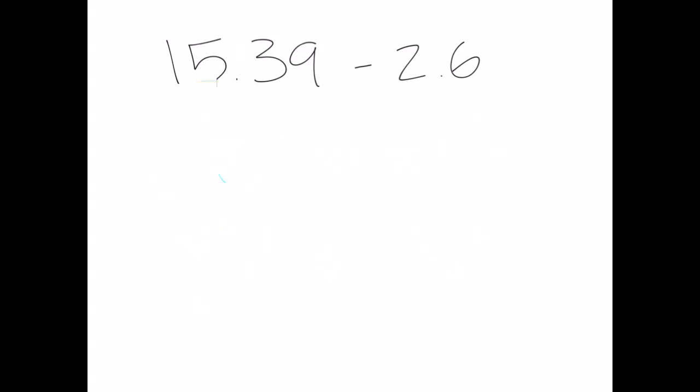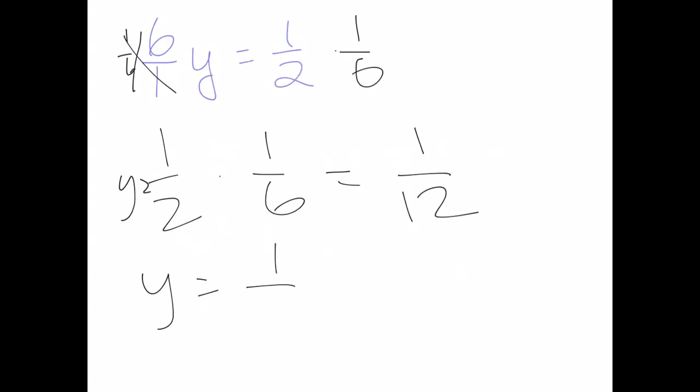Okay, now we're going to do 6 over 1 times y equals 1/2. So what we do is 6 over 1, so 1 over 6, we can't do that anyway, so what's the point of doing it? So we multiply, so 1/2 times 1/6 equals 1/12. So our y equals 1/12 as it is.